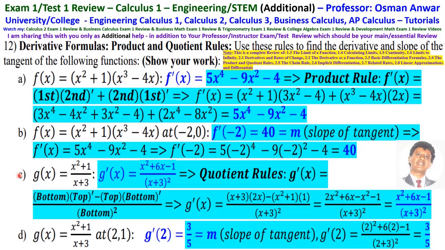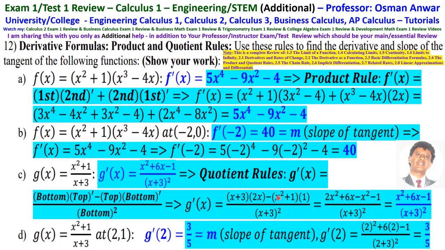Number C is quotient rule. g of x equals x squared plus 1 over x plus 3. Then the quotient rule is the bottom times the derivative of the top minus the top times the derivative of the bottom over the bottom squared. Then g prime of x is the bottom, x plus 3, times the derivative of the top, which is 2x, minus the top, which is x squared plus 1, times the derivative of the bottom, which is 1, over the bottom squared, which is x plus 3 all squared.